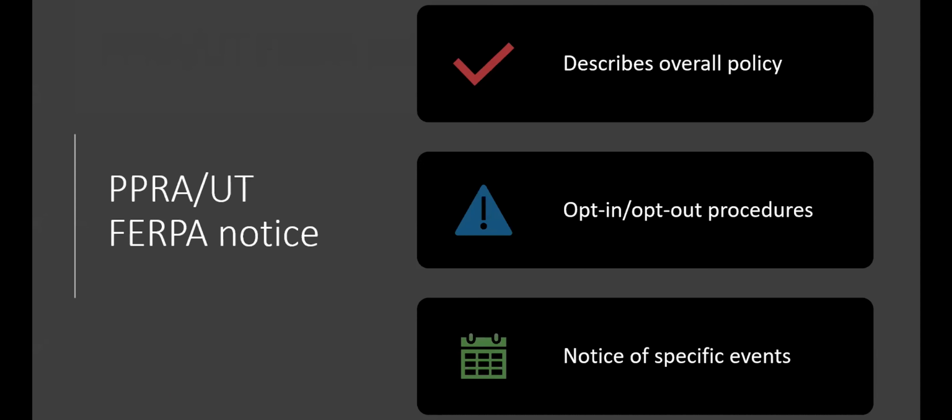And under Utah law, if it hits on one of those protected categories, within 2 weeks of providing it, that will describe your policy, describe the opt-in, opt-out procedures, and also needs to give notice of specific events. I think under the federal law, and we have an example from the Department of Ed, they expect just a calendar at the beginning of the year where it's like, in March we'll be giving this, and in February there will be this. If you are aware of those, we also wanted to see what is happening.